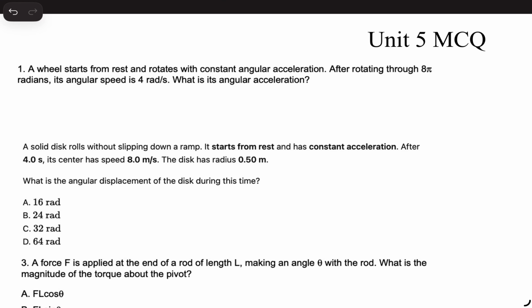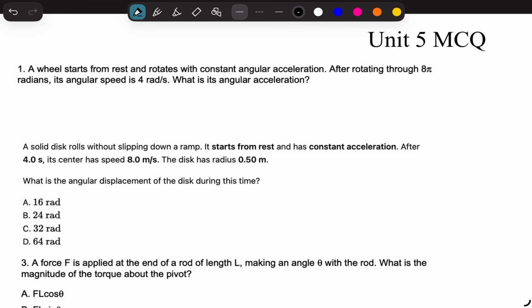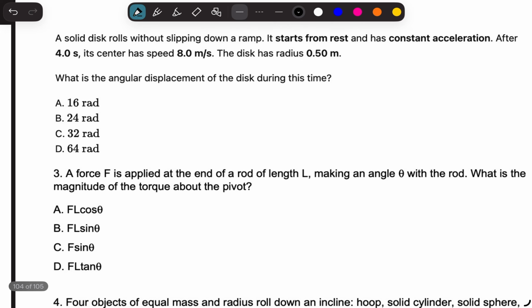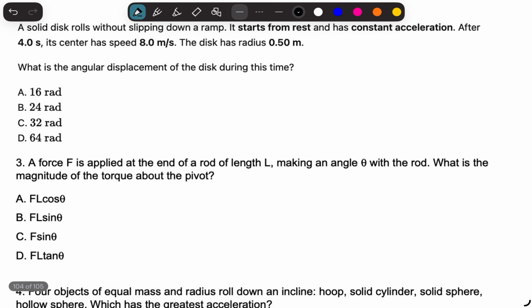In this video, we're going to be doing a Unit 5 rotations MCQ practice. For our first question, we're going to start off with a solid disc that rolls without slipping down a ramp. It starts from rest and has a constant acceleration. After 4 seconds, its center has a speed of 8 meters per second, and the disc has a radius of 0.5 meters. What is the angular displacement during this time?